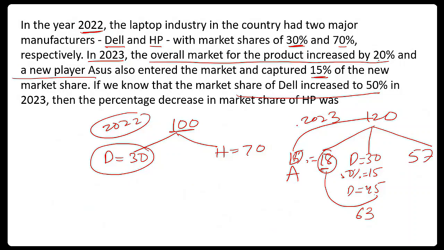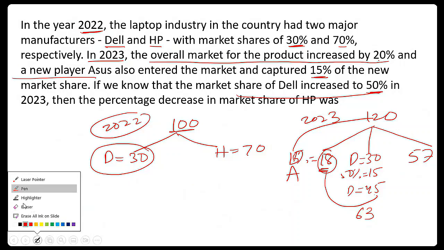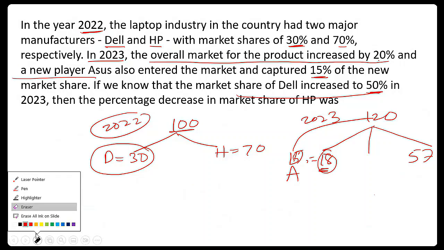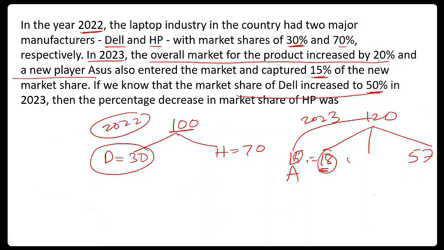Am I right? Any calculation error once again? Asus 15%, so 15% of 120 is 18. Then Dell increased 50. We know that market share of Dell increased to 50%, not increased by. I'm sorry for the error. It's not increased by. It is increased to 50%. So what is 50% of 120? 60. 50% of the new market share is 60.